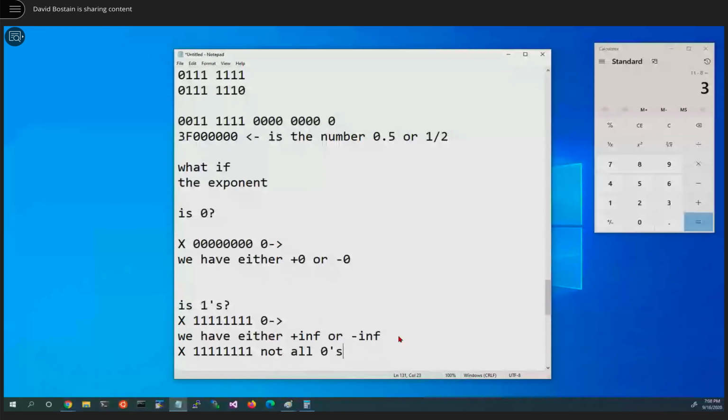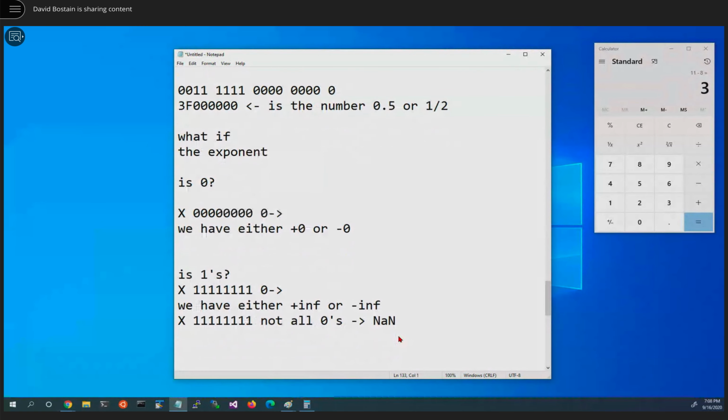So our exponent is all 1s, but on the right side, all those other bits are not all zeros, so it's not infinity. What it is is something called a not a number. Not a number is a value that is not a number, meaning you can't compare it, you can't add, subtract, multiply, divide, raise to powers. You can't do anything with it that's number-like because it is not a number.